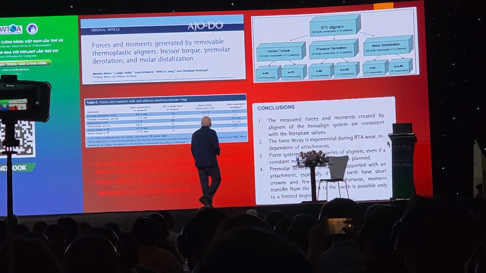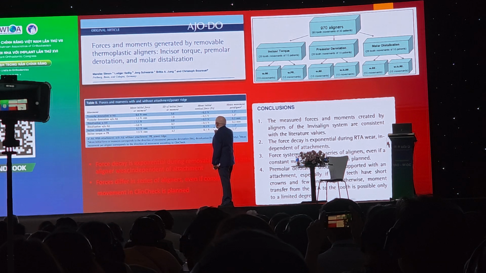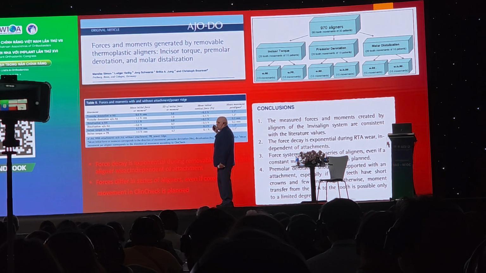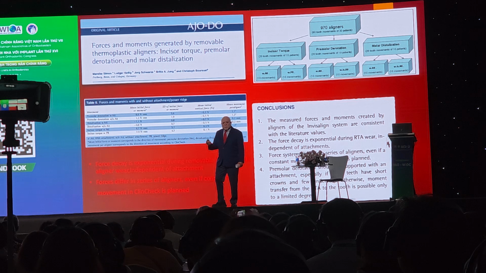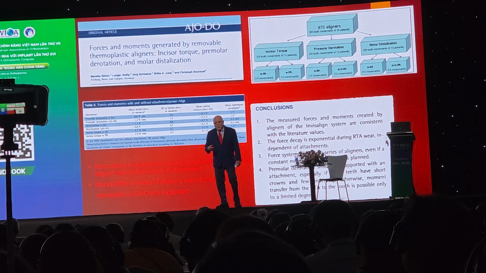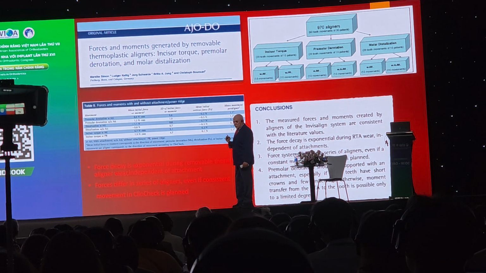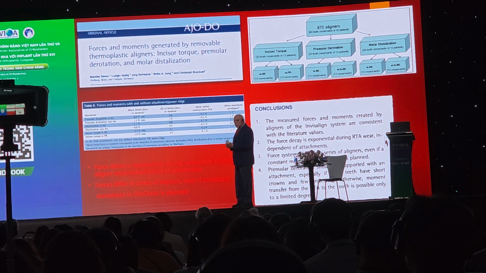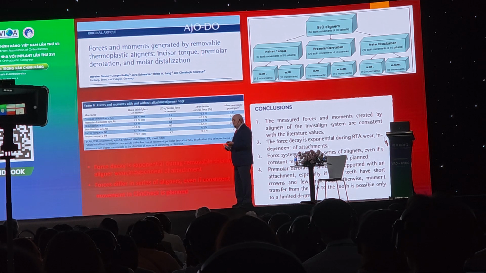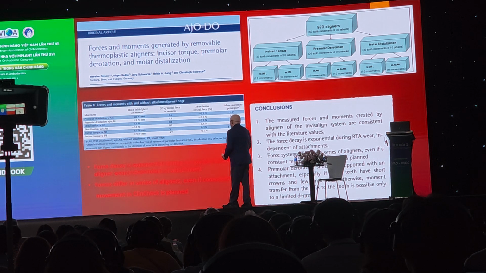So, let's take a look at some of the literature. The first thing we want to talk about is the forces. Very few studies have been done on forces as far as thermoform aligners. Why? Because it is rather difficult to measure force. You can measure force on a single tooth, maybe with transducers, but most of the studies are in vitro type of studies.